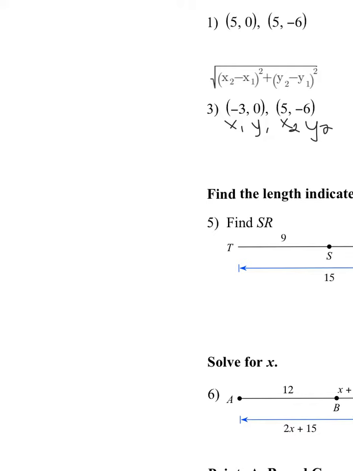So I have an x1, which is negative 3, and it's going to go here. I have a y1, which is 0, and it's going to go here. I have an x2, which is 5, and that's going to go here. And then I have a y2, which is negative 6, and it's going to go right there where I highlighted yellow. And now I'm going to start plugging these values in.